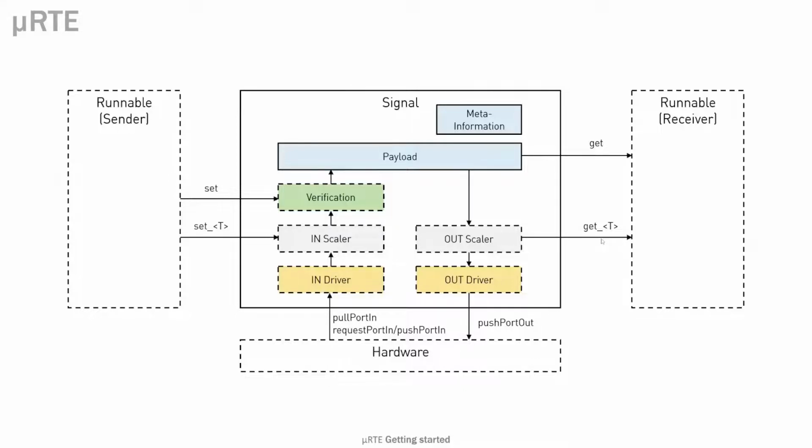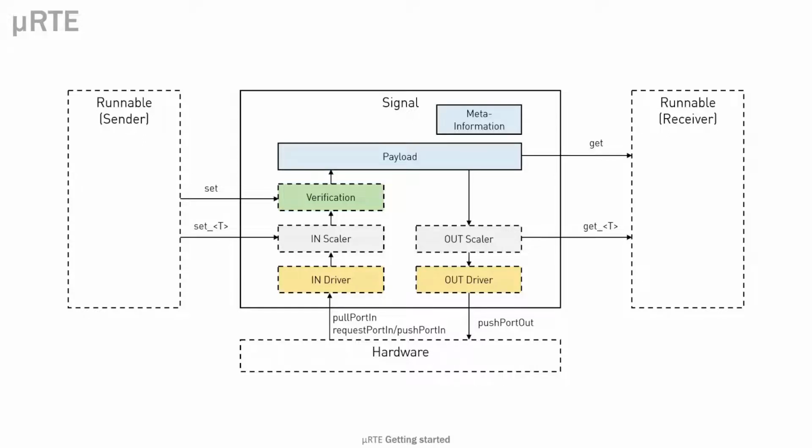Similar to the input side, we can also define alternative output types, and if such a method is called with an alternative output type, then we have so-called out scalars generated, which will translate the payload type into the data type as it was defined in the model. Moreover, we can also associate out drivers with a signal. In that case, the payload will be passed to a driver, and here the push port out method is valid for synchronous and asynchronous calls.